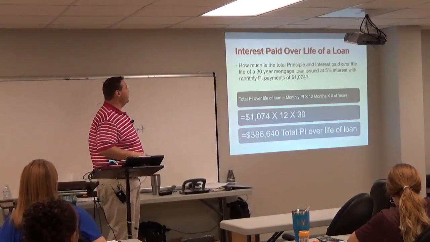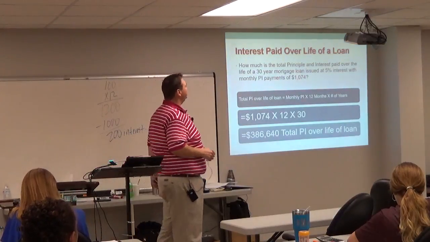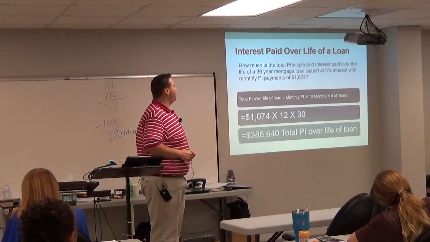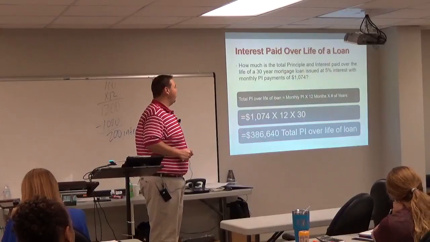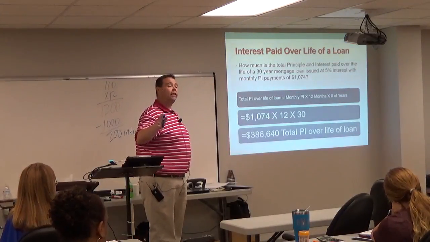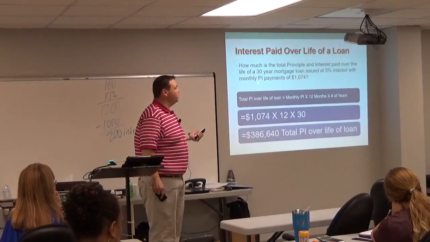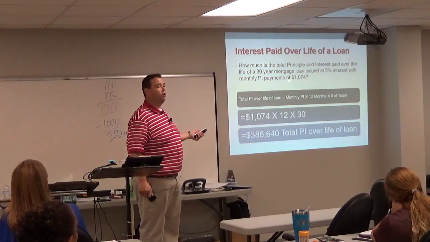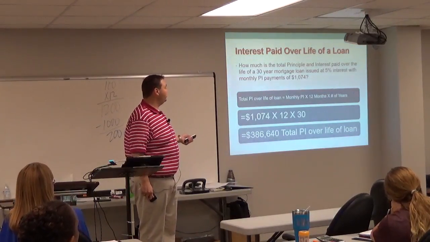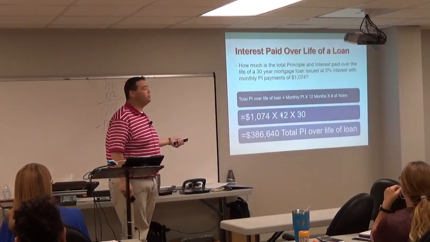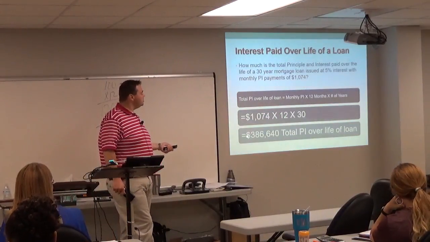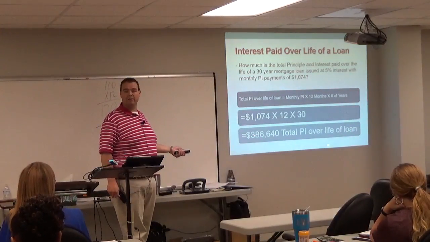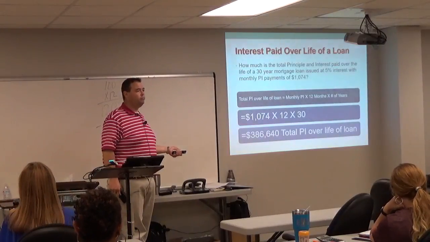So let's go in here. For example, how much is the total principal and interest paid over the life of a 30-year mortgage loan issued at 5% interest with monthly PI payments of $1,074? They want to know the total principal and interest. Well, guess what? They gave us a principal and interest payment, didn't they? So, how many months of the year are we going to pay that $1,074? 12 months. That's the first thing we do. 1,074 times 12 months. And how many years are we going to pay it? 30 years. So there's a total of $386,640 paid back on that note. Does that make sense for everybody?